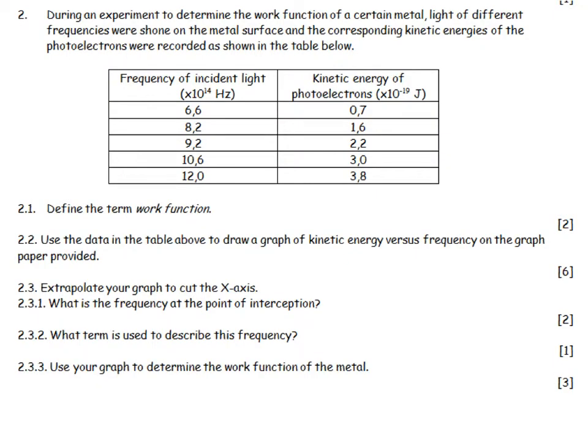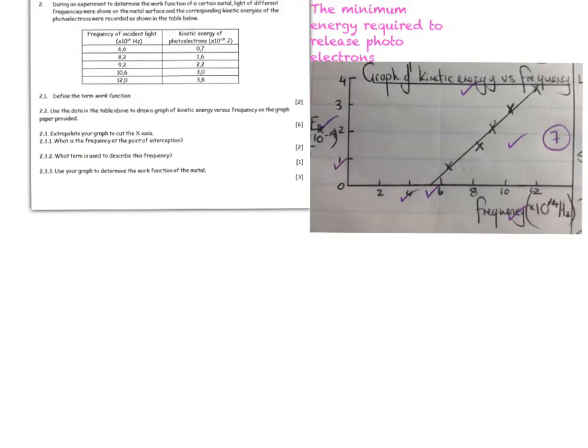During an experiment to determine the work function of a certain metal, light of different frequencies is shone, and the corresponding kinetic energies are given. Define the term work function. So, the work function is the minimum energy required to release photoelectrons, slightly different from the threshold frequency, which is the minimum frequency. Use the data in the table to draw a graph of y versus x. You need to say graph of whatever y is versus x.